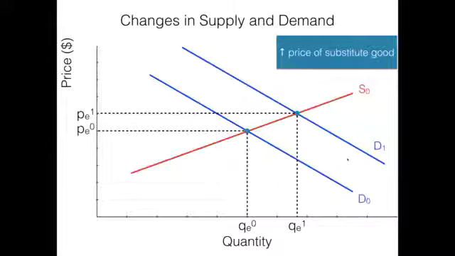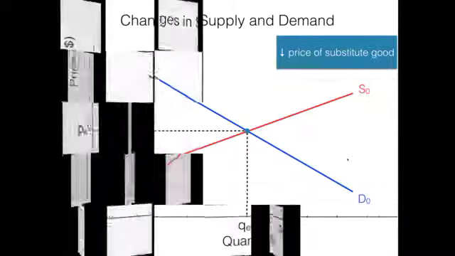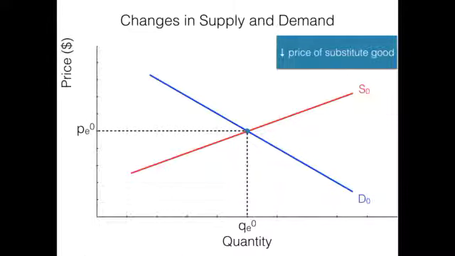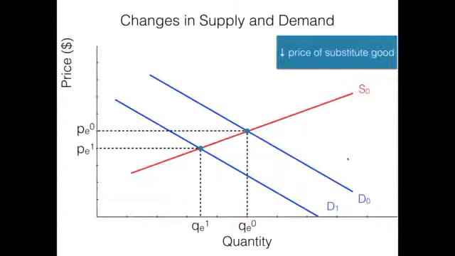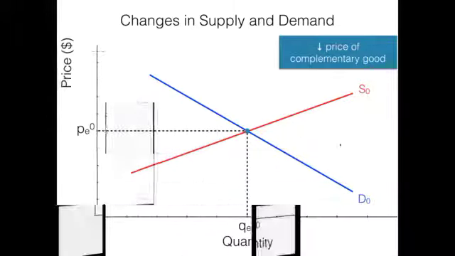If there's a decrease in the price of a substitute good, we will see the demand curve shift to the left. Reason being, if the price of that substitute good goes down, people will shift away from buying this particular product and buying the other product, and this causes both the equilibrium price and the equilibrium quantity to decrease.